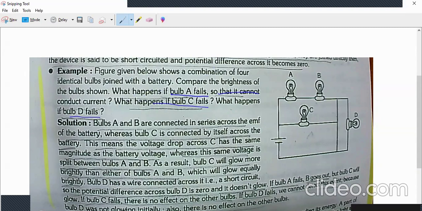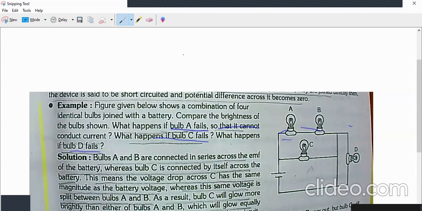Look, if A fails, then the current doesn't go here, okay? Because the circuit will become open. And when it becomes open, B won't light up. But there will be a difference now. If I were to redraw this, you can always redraw a circuit to understand it. Connecting wires really don't make a difference. You can always extend the connecting wires. So I'm going to redraw this to understand it better.